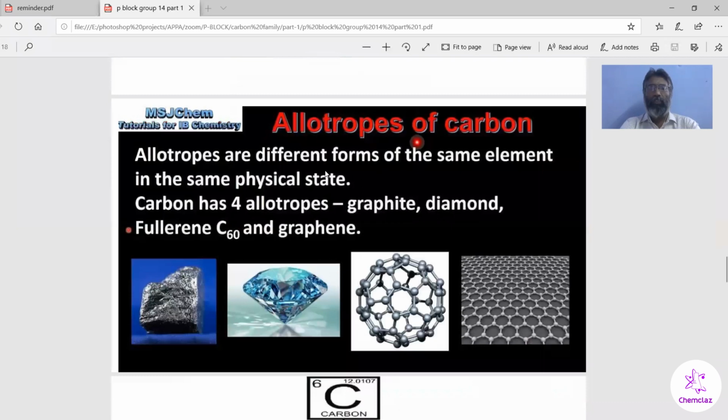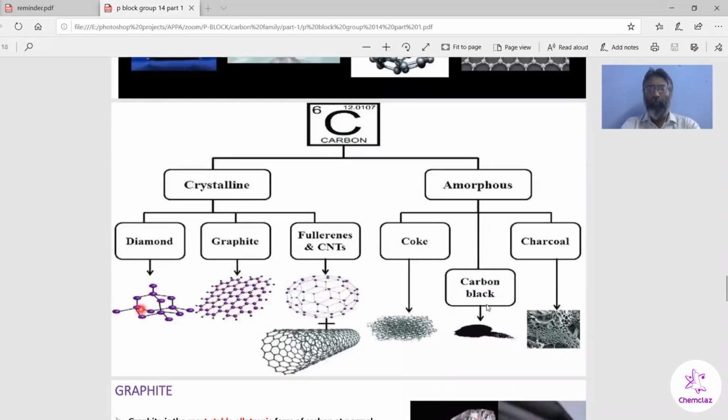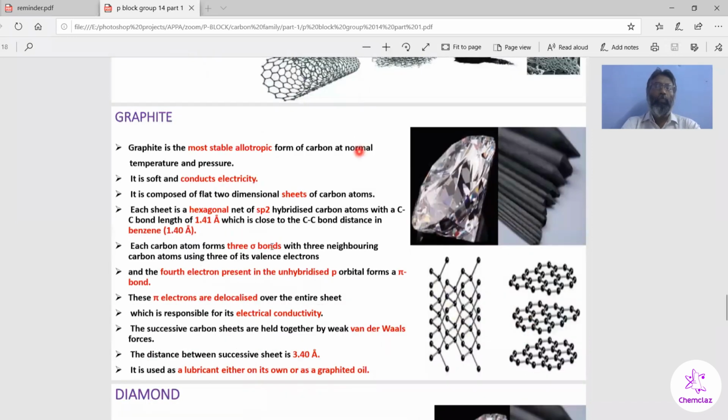Then allotropies. Allotropies are different forms of the same element in the same physical state. What is different? The structural arrangement is different. What is the same? The element is the same. All contain carbon only. From diamond to charcoal, all contain carbon only. The arrangement is different. This one is long range order, and this one is short range order. Diamond, graphite, fullerene, carbon nanotubes, coke, carbon black, charcoal. This one is graphite.